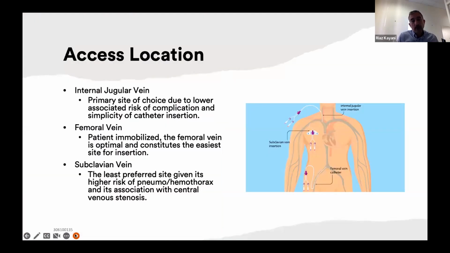As I said, the majority of patients will require a femoral vas cath for this. In older children, we often put in an internal jugular line, or occasionally a subclavian line, but the majority are femoral and internal jugular.